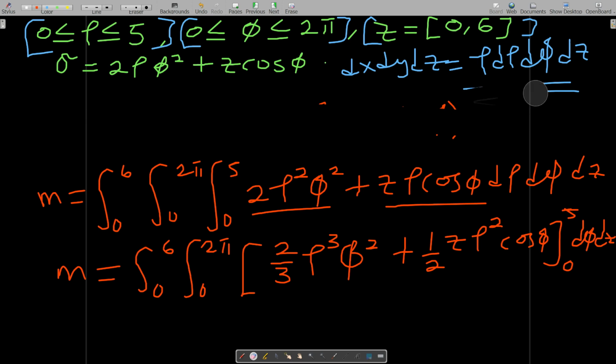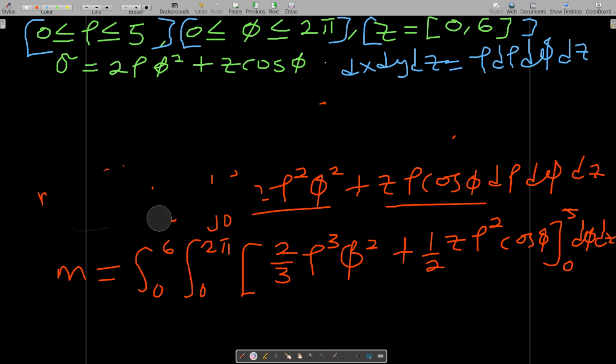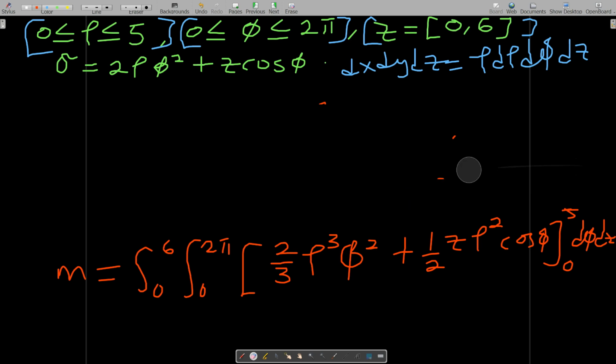So if you can start putting it back in your own calculator and see what you will get. Now if I put it back, I'll get something like this. Mass is equal to the integral from 0 to 6, integral from 0 to 2 pi. Then putting 5 in place of rho, wherever I see rho, I'll get 5 cubed, which is 125.